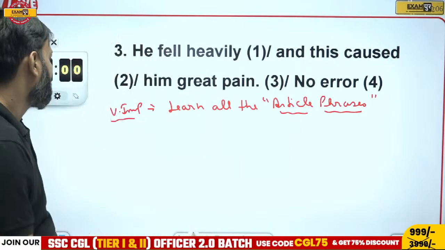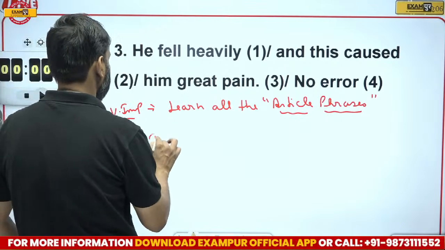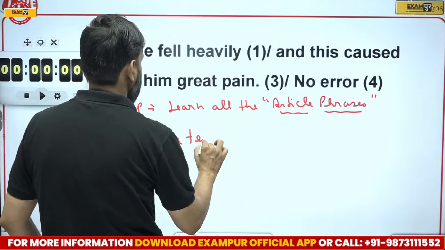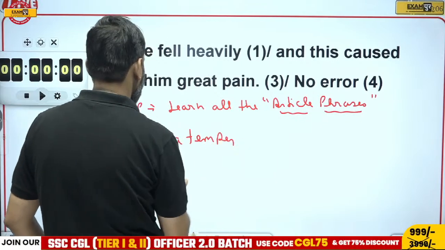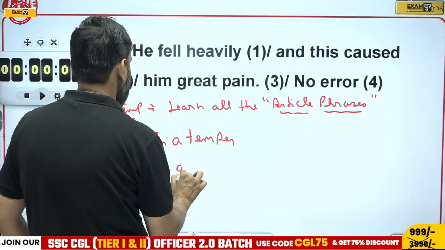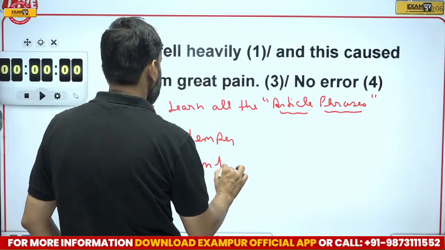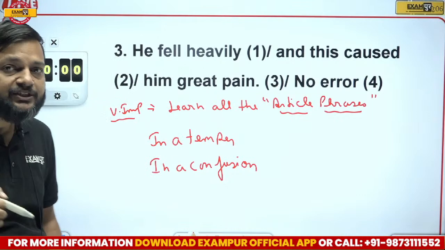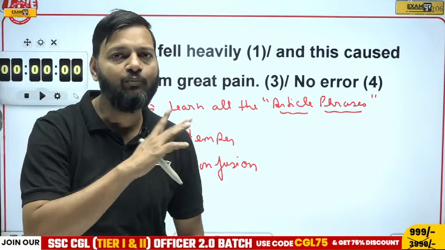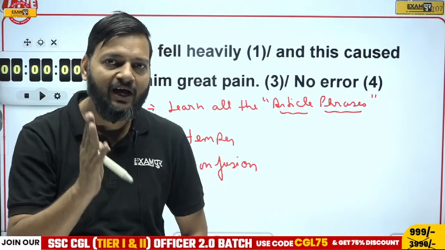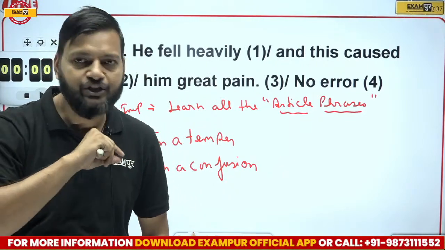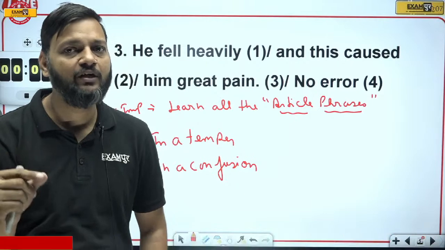For example, there is a phrase in a temper or in a confusion. These are phrases. Now, phrases can never be changed. You cannot modify a phrase. Phrases are complete and fixed. You cannot change even a single word.